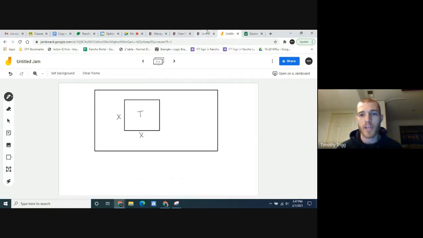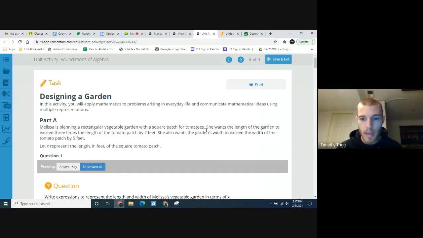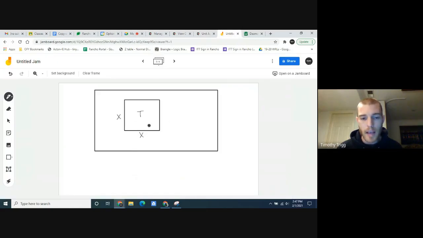Now, it gives us some information about the length and width here. It says she wants the length of the garden to exceed 3 times the length of the tomato patch by 2 feet. So 3 times the length of the tomato patch, and we want to exceed that by 2 feet. In other words, we want 2 feet more. So if the length of the tomato patch is x, the length of the whole garden will be 3 times that plus 2 more.